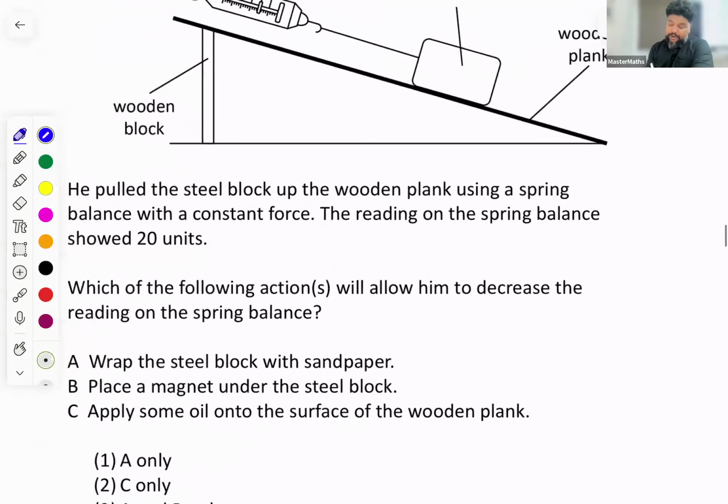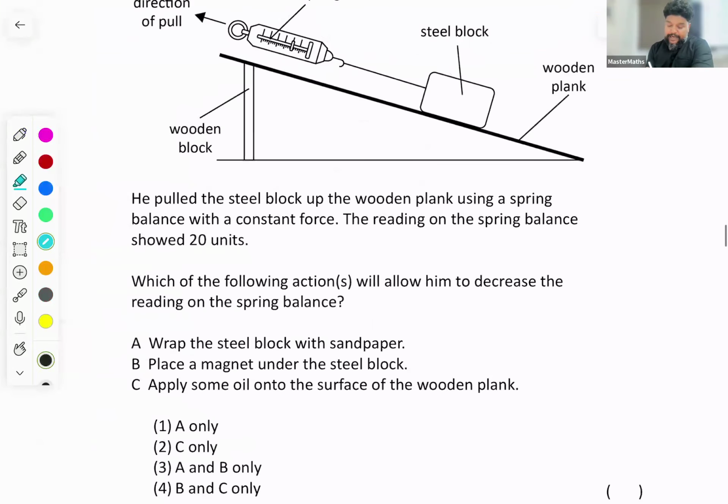So Ron conducted an experiment using the setup below. He pulled the steel block up the wooden plank. So he's going up. Remember, what are the forces when the thing is moving? There's gravity pulling him down. There's frictional force, which is opposing motion. The question says he wants to decrease the reading on the spring balance. There are two ways I can decrease the reading. Number one, I can decrease gravitational force.